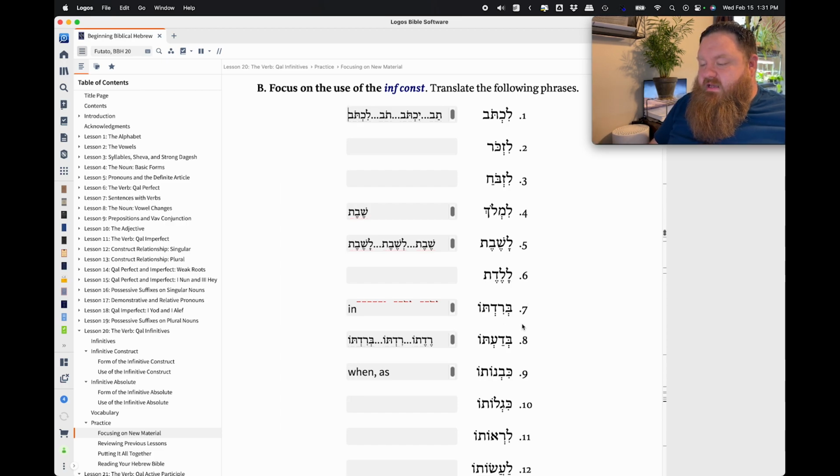Number 7, we get bored, and this one really has a lot going on. So let's just start with it one piece at a time. We're going to try to find our root here because we already know it's an infinitive construct, but let's just start with the fact that we know it's a verb. All right, but we've got to figure out, is our root beit reish dalet? Is it reish dalet tav? Is it dalet tav vav? Obviously that doesn't work. So do we have barad? Do we have radat? What are we working with here?